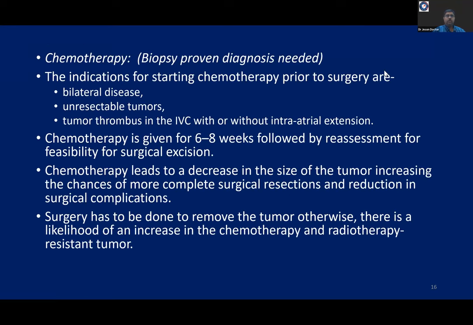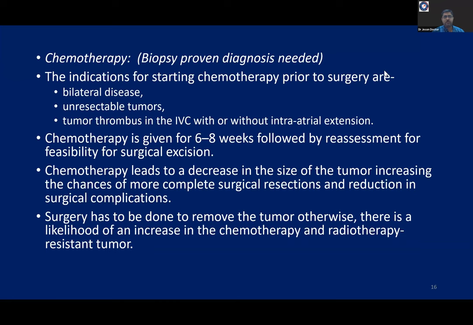Coming to the chemotherapy bit, when you have a biopsy-proven diagnosis and the disease is either bilateral, or seems to be an unresectable tumor upfront, or there is a tumor thrombus in the IVC with or without intra-atrial extension, these are the indications for preoperative neoadjuvant chemotherapy, for the mass to regress in size and make an unresectable tumor resectable. This is similar to the principles of any other neoadjuvant therapy: you buy time so that the mass regresses. It is usually given in three or four cycles, every 3 weeks for 6 to 8 weeks, followed by reassessment and reimaging for feasibility of surgical excision.